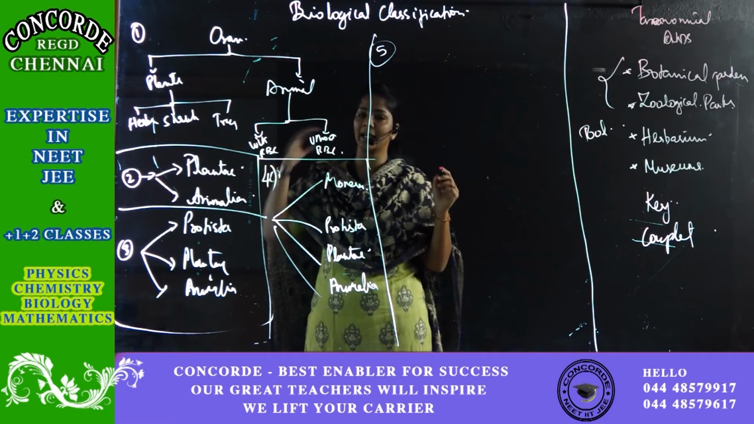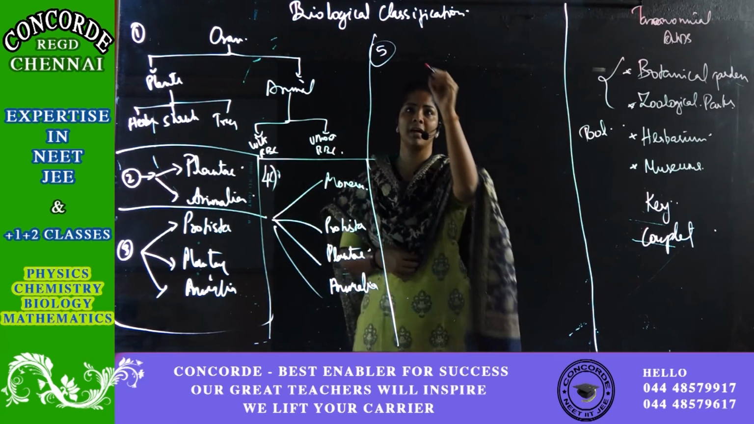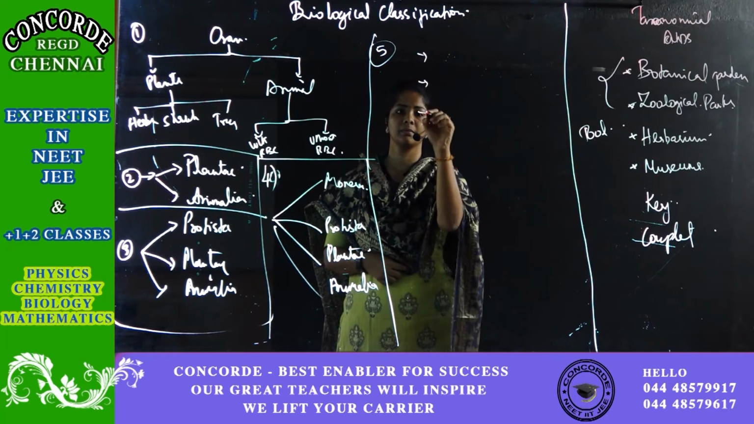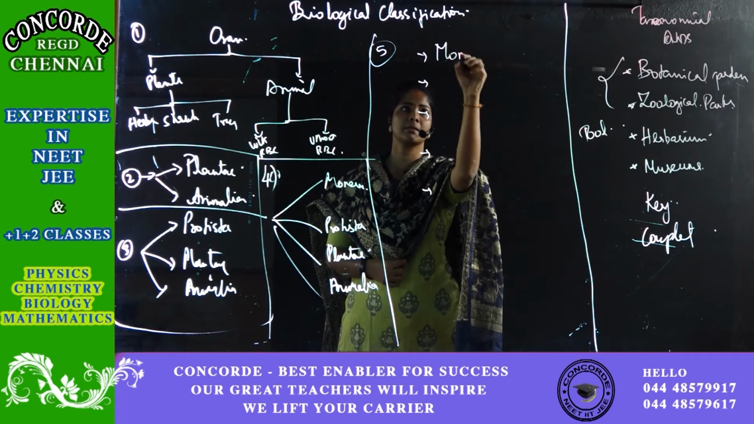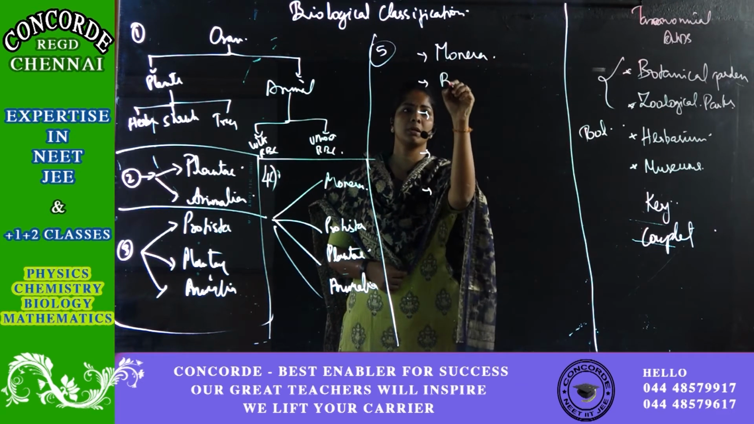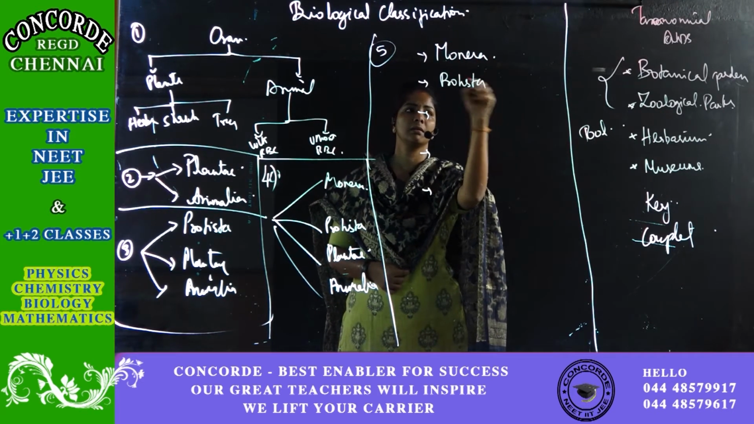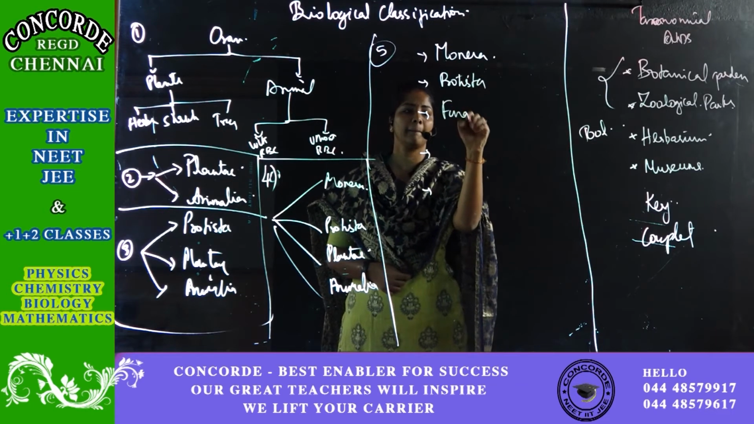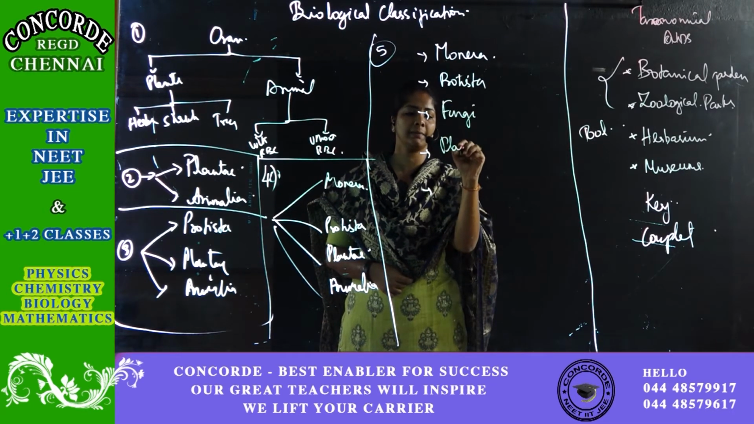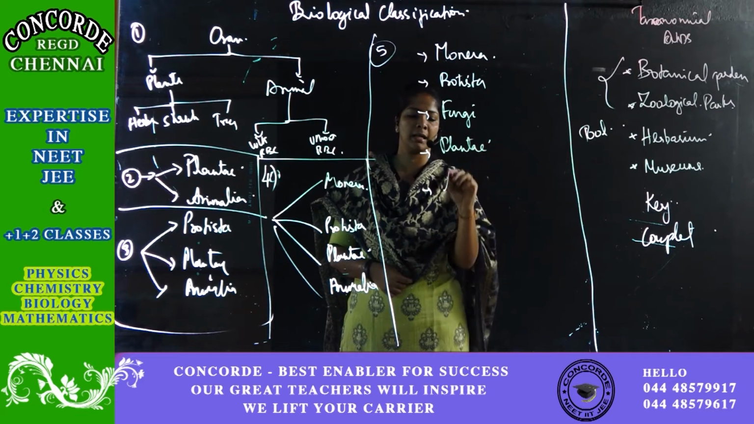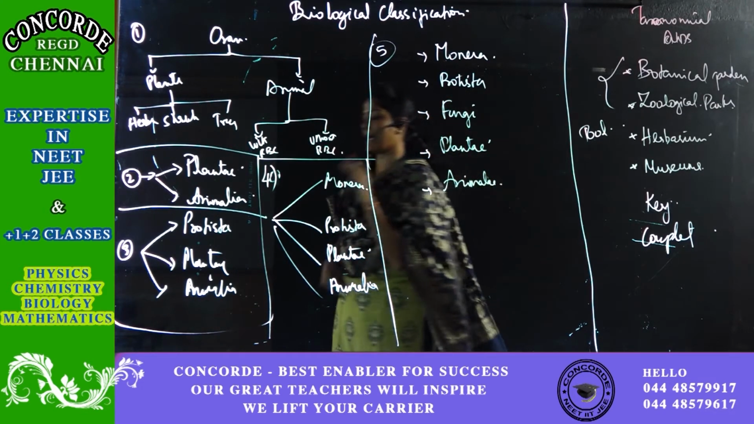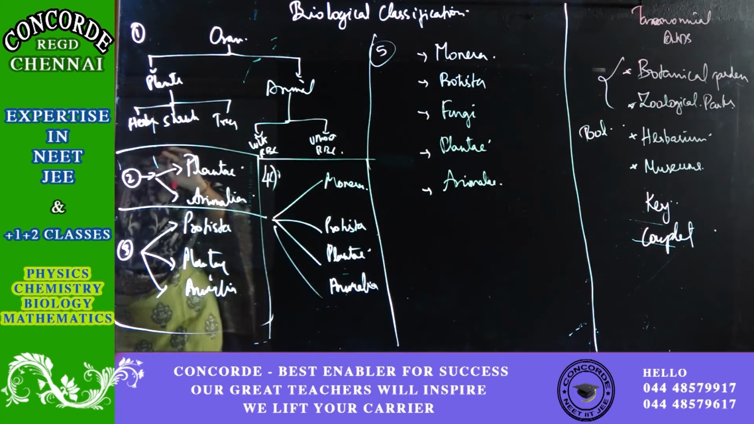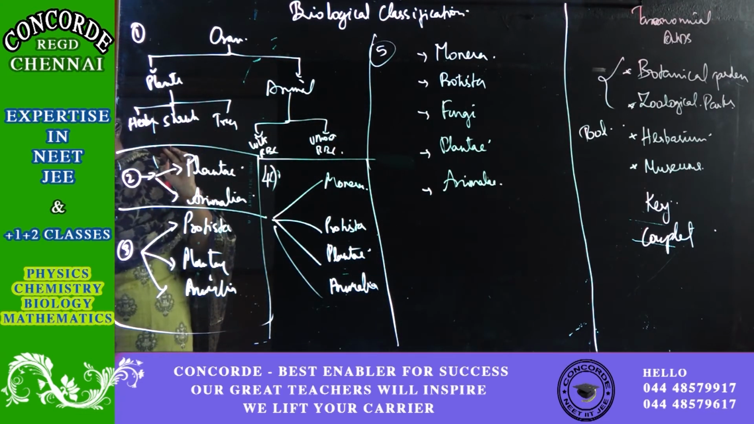These numbers indicate what kingdom system it is. In five kingdom, we have Monerans, Protista, fungi, Plantae and Animalia. We'll be seeing the characteristics of each phylum or each category in detail, but this is the general division.